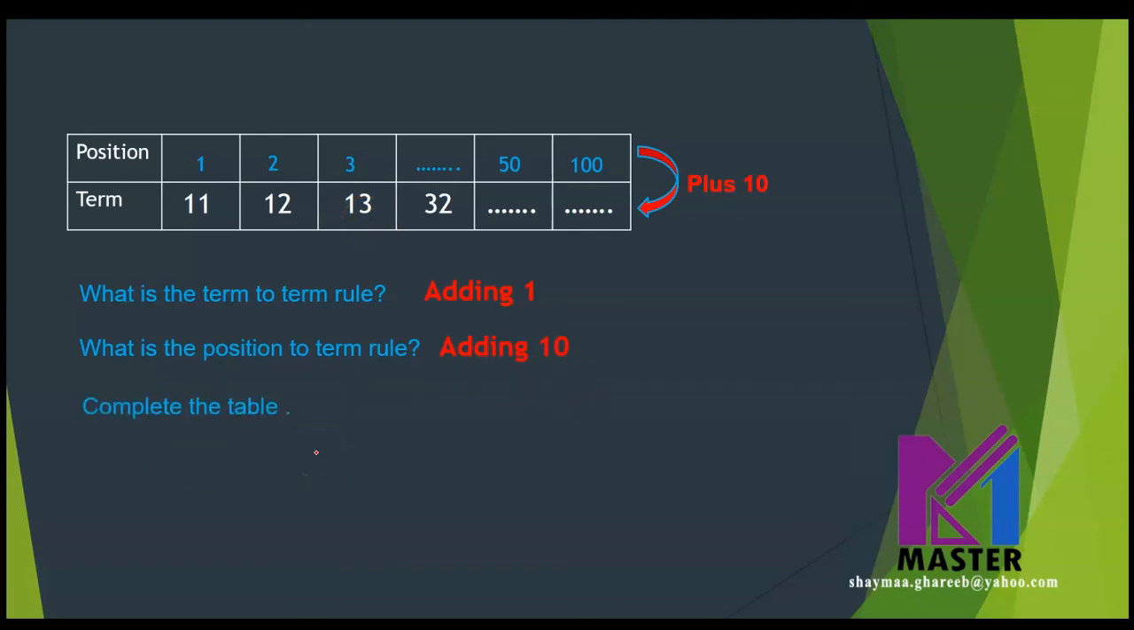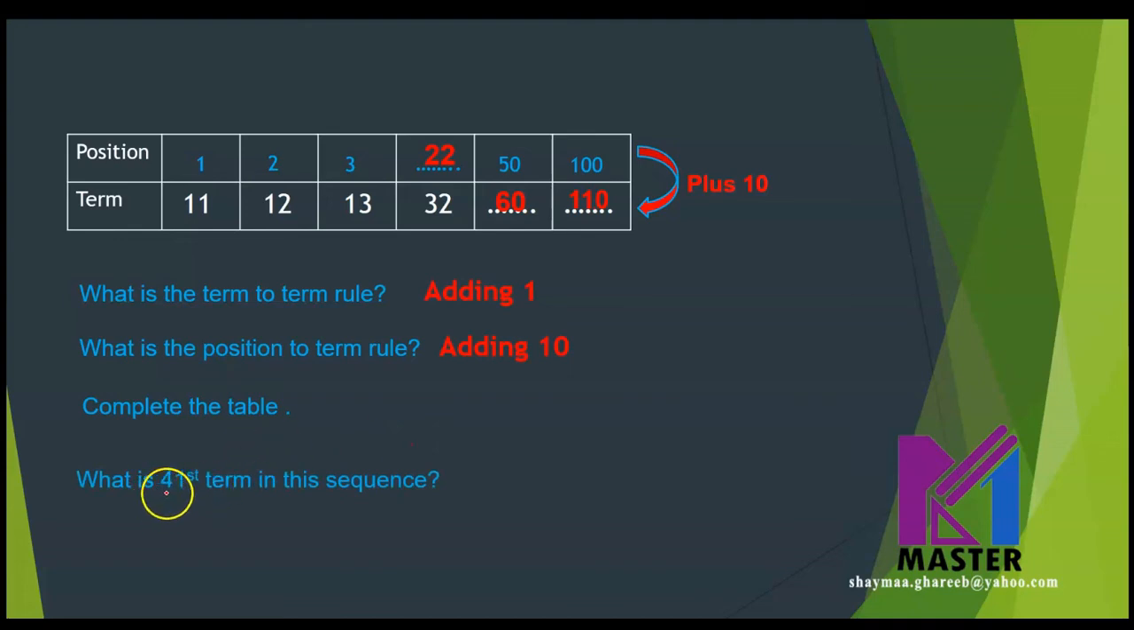Now complete the table. If I know that the position is 50, to get the term in the 50th position, I'm going to add 10 to the position. And to get the term here, I'm going to add 10 to the 100. Then the numbers will be 50 plus 10 gives 60, 100 plus 10 gives 110. But in this place, I miss the position. So I need to go backward, which means I'm going to subtract 10 to get the position. So when you subtract 10 from the 32, you will get 22.